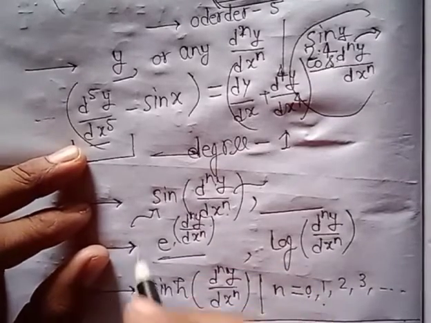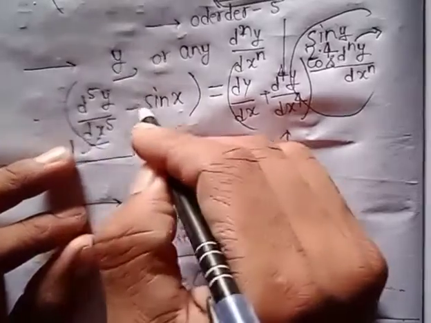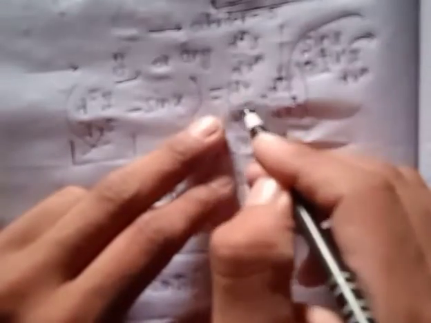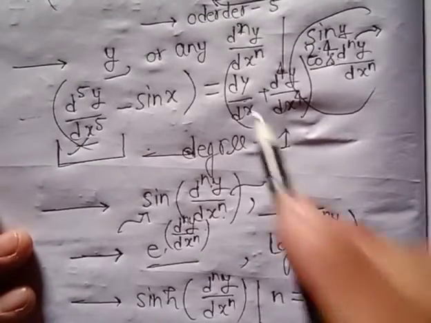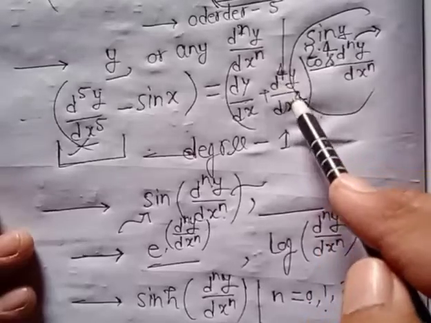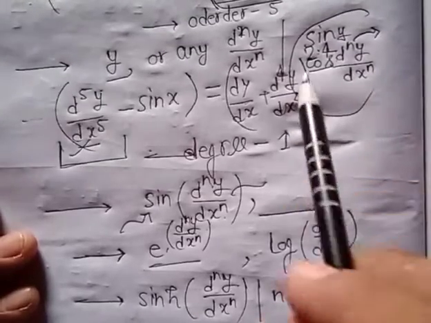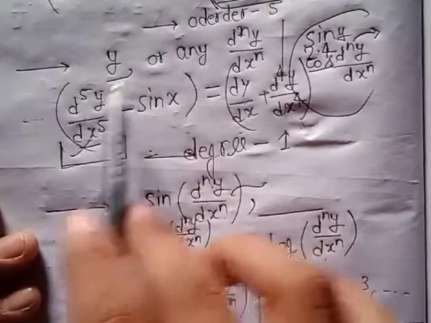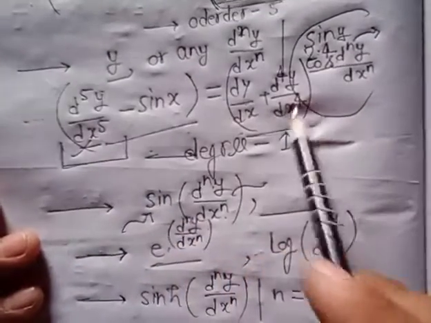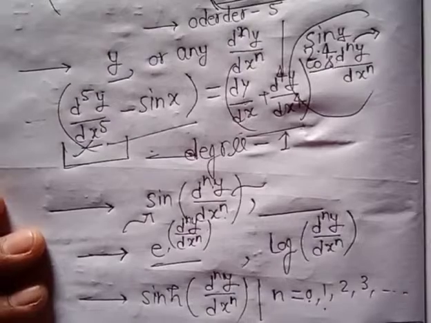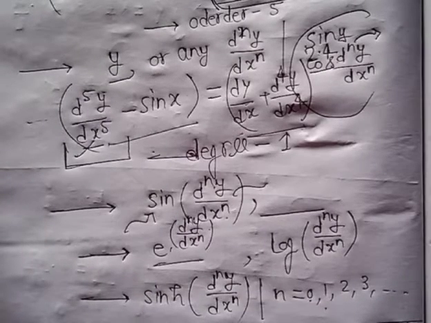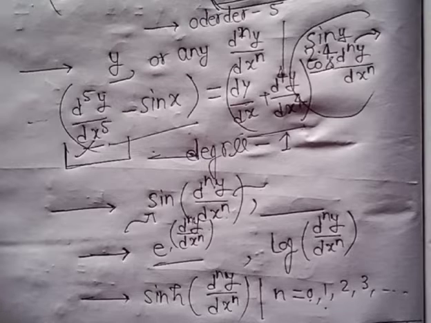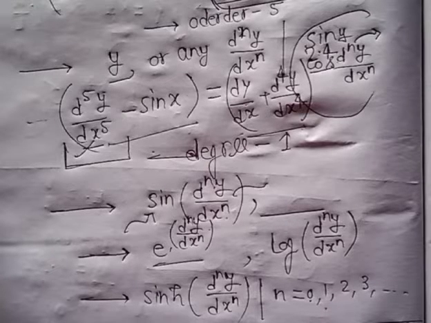the d5y upon dx5 and put it here, minus sin x, that is equal to dy by dx. We find out the dy by dx and put it here, and find d4y by dx4 and put it here. If it is satisfied, this means this side is equal to this, then we say that this is the solution of that differential equation. So as we have also discussed, if we have an nth order differential equation, then we have n number of arbitrary constants.